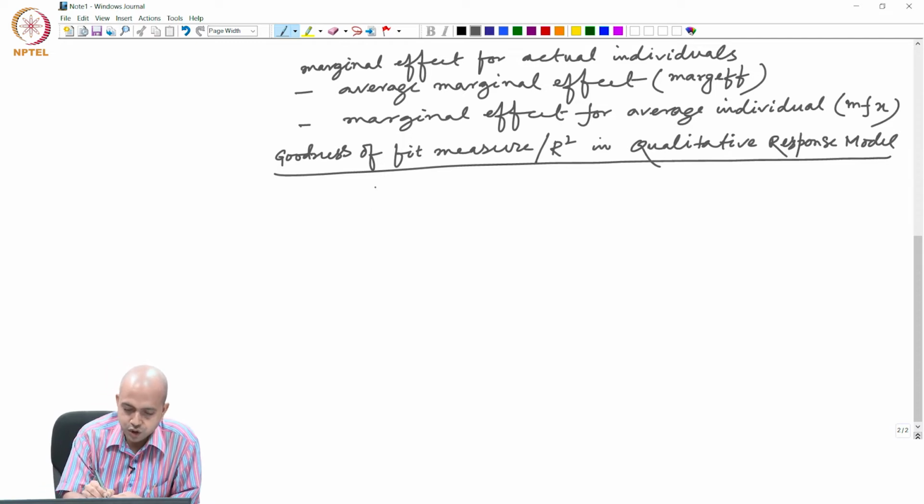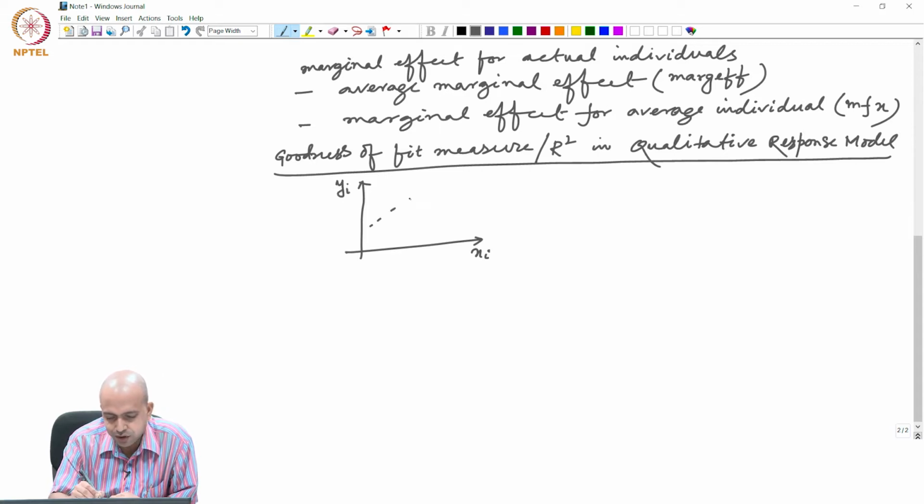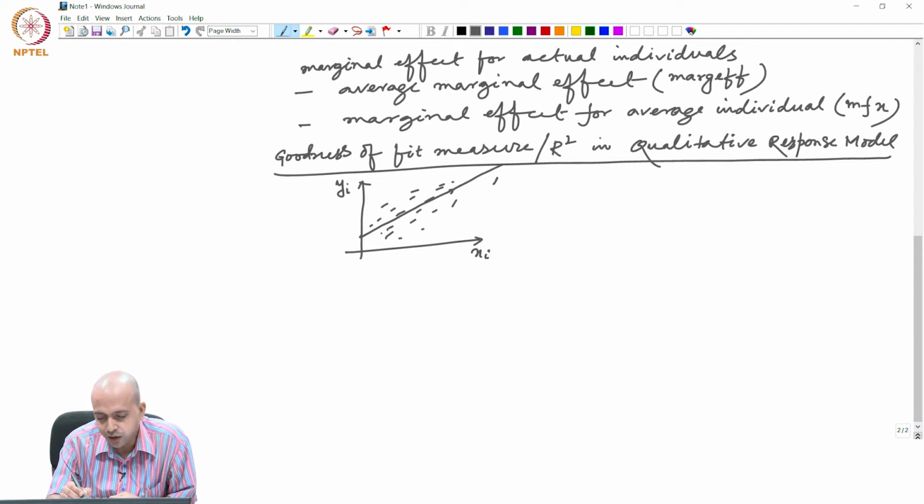Why is this so? Because in the case of linear regression model, what is the R square measure? Let us say this is your xi, this is your yi, and let us say you have this type of scatter plot. And what is the regression line first of all? The regression line alpha hat plus beta hat xi is basically a representation of your data. That means this is some kind of average line which represents these data points.